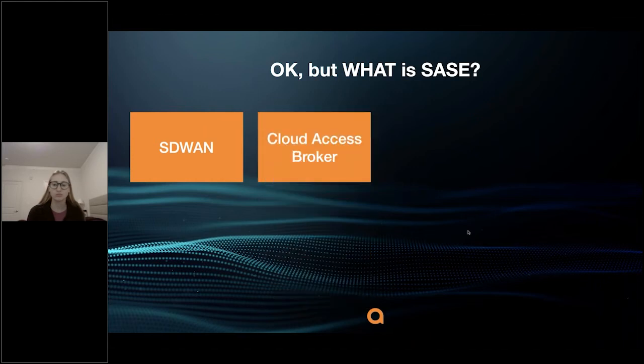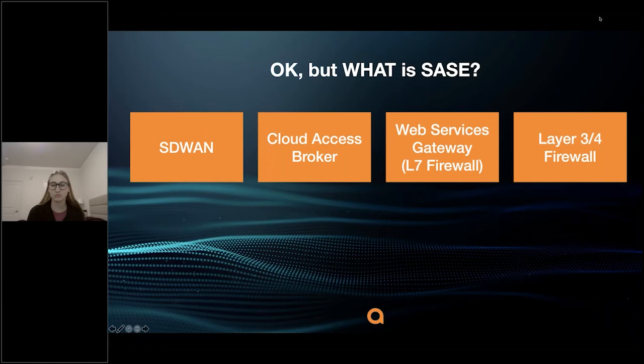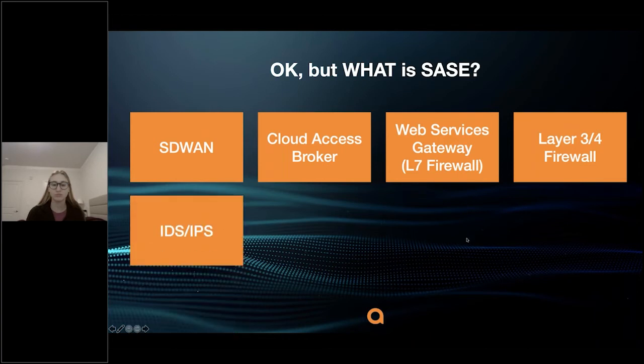Then a cloud access broker, or web services gateway, where we start layering in the security pieces for handling your cloud service firewalling and security components. Being able to layer in a layer 3 or 4 stateful firewall. So what's going to happen at the edge? IDS, IPS, how that might affect traffic, or how we're going to inspect traffic that's exiting the branch, or east-west within the branch locations or the data centers.